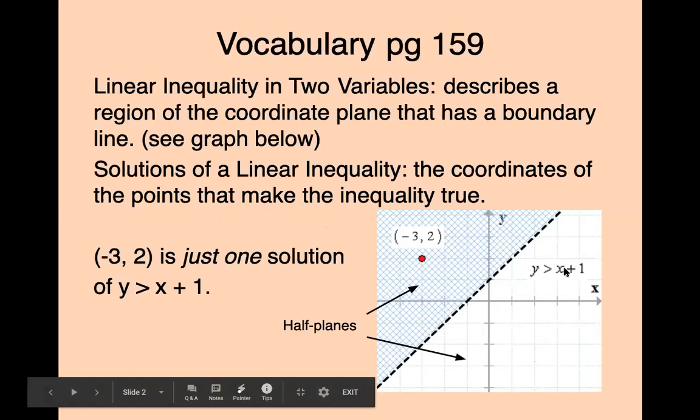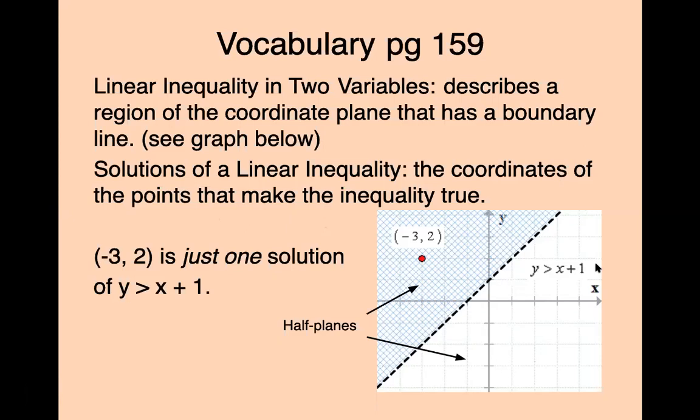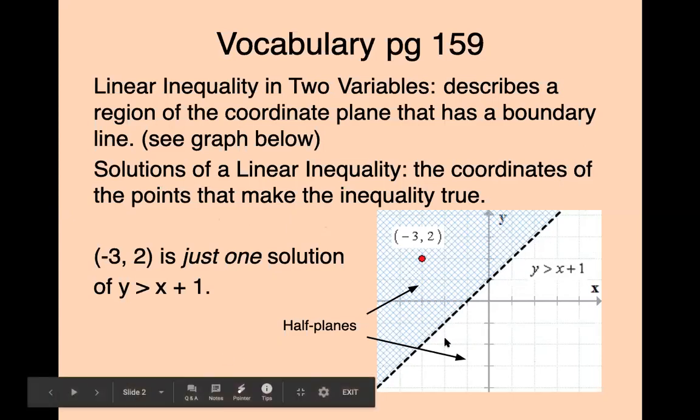The inequality that's graphed here is y is greater than x plus 1. And I have this point (-3, 2). It is just one solution of this inequality, and we're going to talk about that. So these two regions here are called half planes.